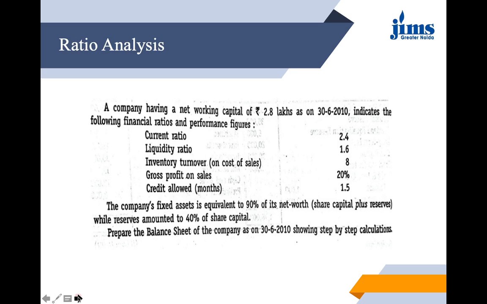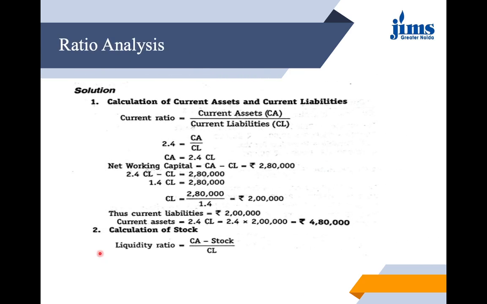So first of all, let us calculate the current assets and current liabilities. We are given the current ratio, and they are saying that we have a net working capital of 2,80,000. Let us see how we will calculate. We will consider current ratio as current assets upon current liabilities. We have the current ratio as 2.4, given to us in the question.